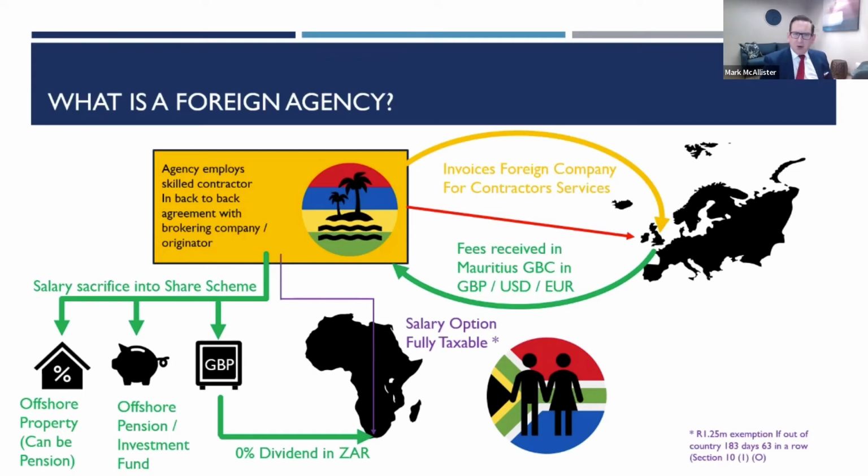One of the questions I've seen pop up in the Q&A is just a slight nod here to the 1.25 million rand exemption for foreign workers.